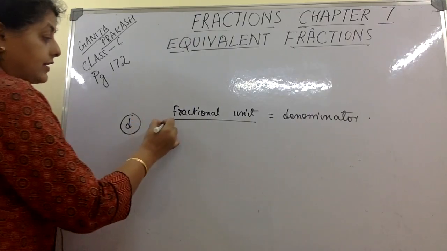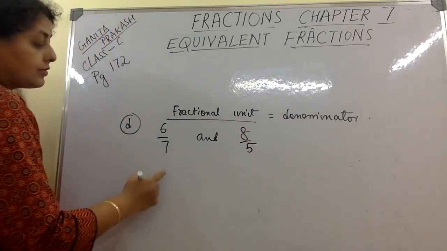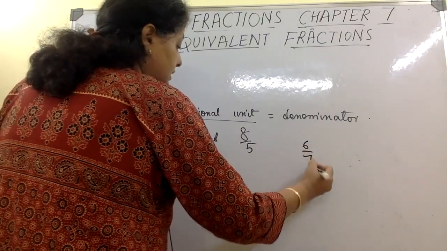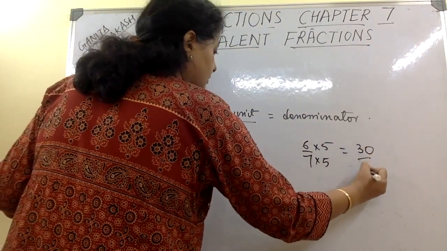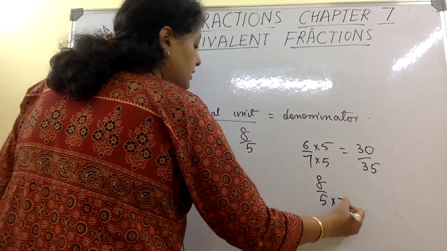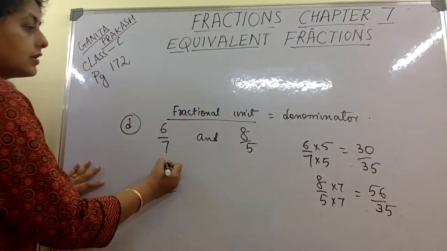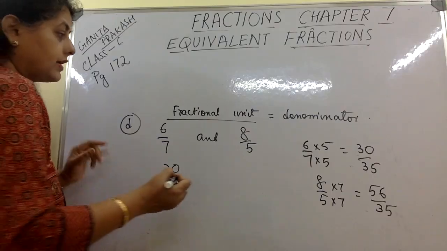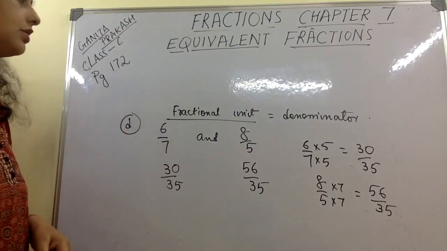6 by 7, 8 by 5. 6 by 7 and 8 by 5. Okay, so 6 by 7, LCM of this is 35, into 5 into 5, that is 30 by 35. Every time we have to check the LCM. 8 by 5 into 7 into 7, which is 56 by 35. So I have here 30 by 35 and I have here 56 by 35. So I have got them with the same fractional units.